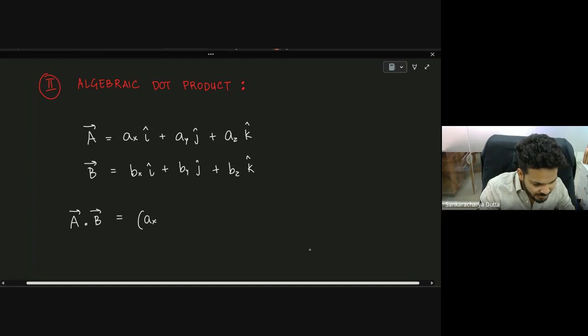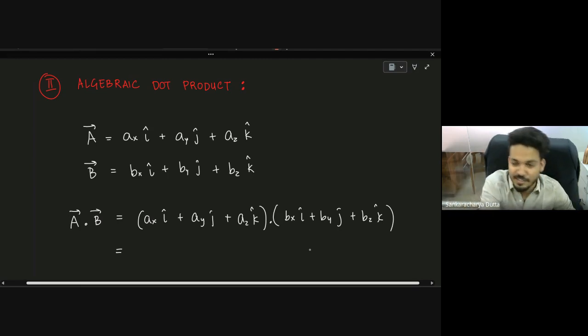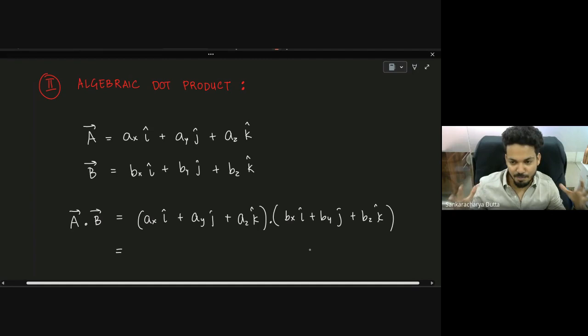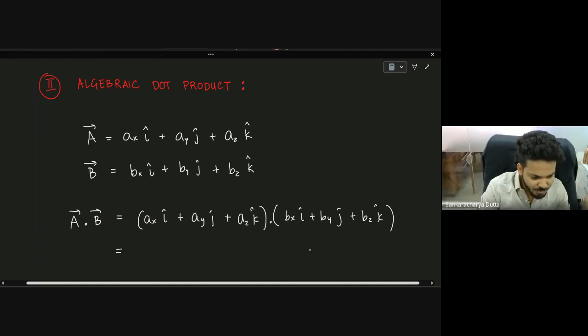I'm going to arrange it like this: ax i cap plus ay j cap plus az k cap, and then dot product it with bx i cap plus by j cap plus bz k cap. So the first term that I'm going to multiply... Oh, before that, can you tell me how many terms I should get in this multiplication? Like total, what is the maximum possible number? 9, right? Because you multiply the first term with 3, second term with 3, third term with 3. So 3 3s are 9 different terms.